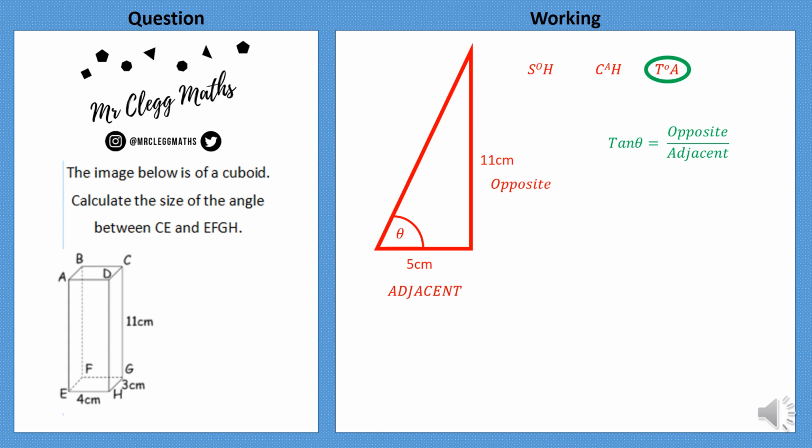So tan of theta is equal to the opposite over the adjacent. The opposite is 11 and the adjacent side is 5. So tan of theta is worth 11 over 5. And then you have to remember how to undo tan of an angle. The inverse of tan is tan to the minus 1. So I know that theta is going to be tan to the minus 1 of 11 over 5. And if I work that out, put it into my calculator, I get 65.556 and so on and so on. I should probably just round that to 66 degrees.